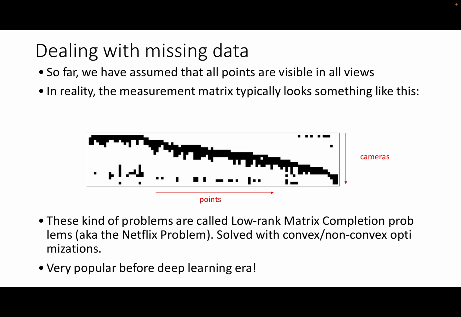And dealing with missing data. So far we have assumed that all points are visible in all views. And in reality, that doesn't happen. In reality, the measurement matrix typically looks something like this. So this kind of problem is called a low-rank matrix completion problem, solved with convex, non-convex optimization.